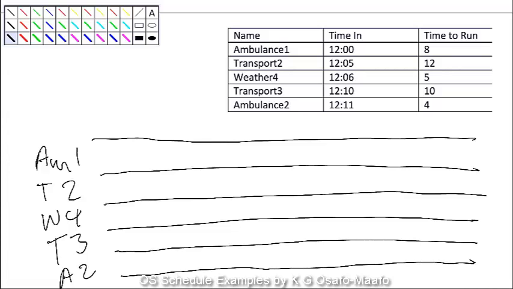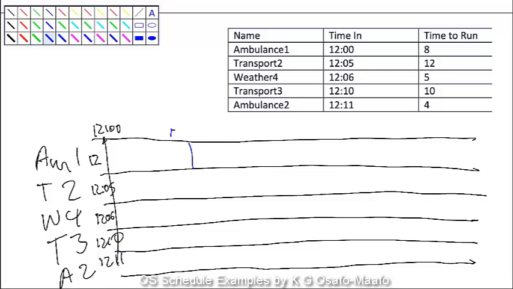All right, so at 12, ambulance 1, okay, so the times when they're supposed to come in, this guy comes in at 12, this guy comes in at 12:05, 12:06, 12:10, and 12:11, right? So at 12, the first comes in, right, and ambulance 1 runs for 8 minutes.